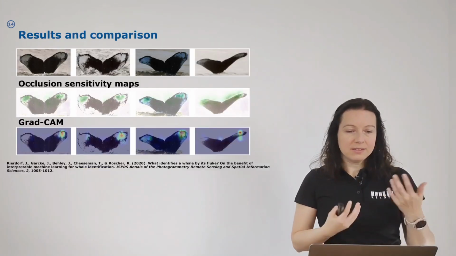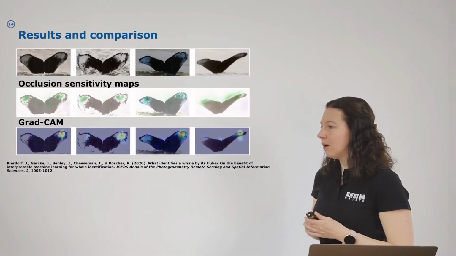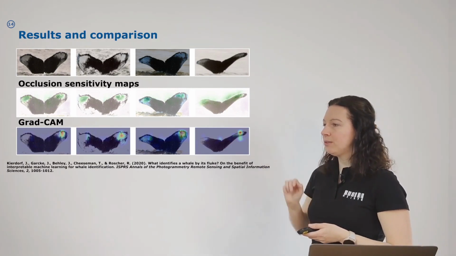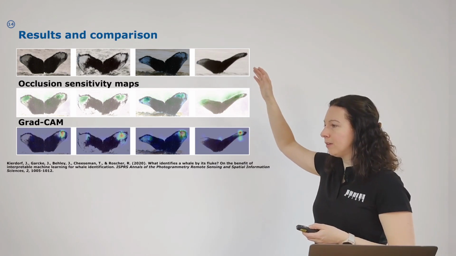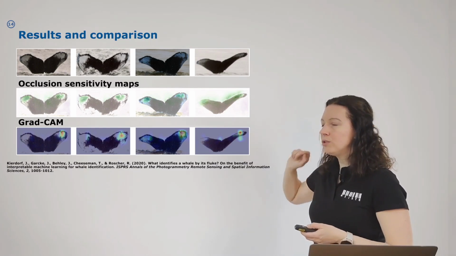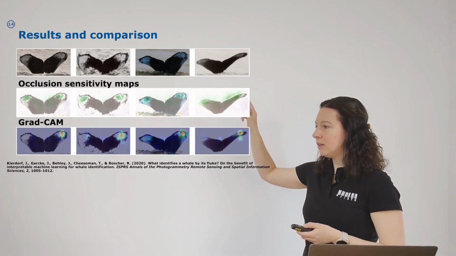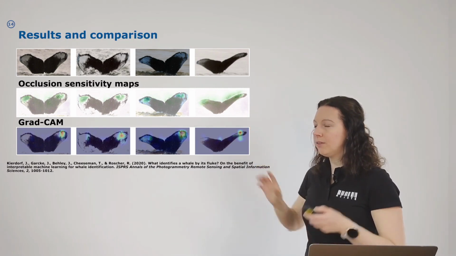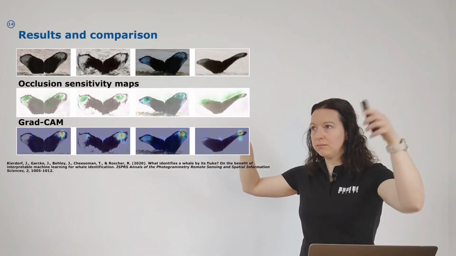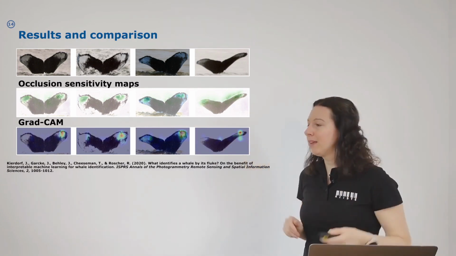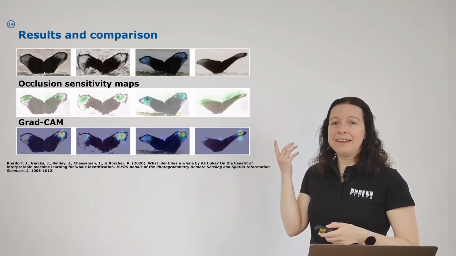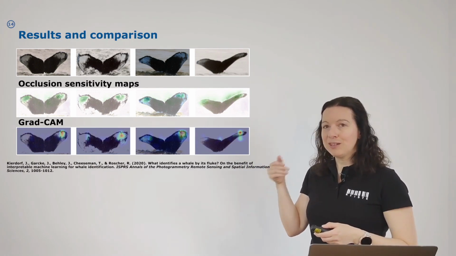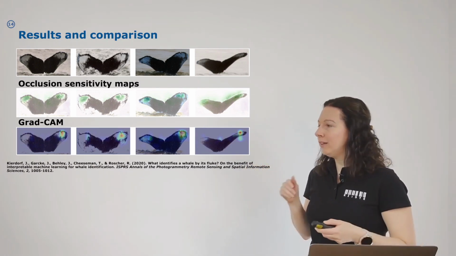And here you can see results and comparisons. So occlusion sensitivity map, this is something I already showed you before. These are the original images. Occlusion sensitivity maps, you see they identified the whale flukes, the fluke tips as an important part, and identify this for images of the same whale as really the same whale.